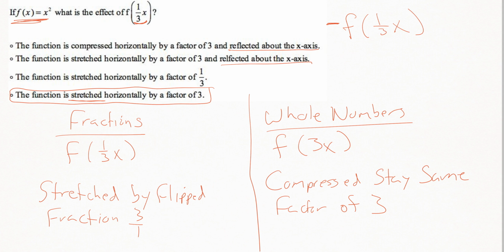So to tell the difference between the fractions and the whole numbers, the answer is going to be stretched for fractions, compressed for whole numbers. The factor is going to be the flipped version if you're looking at the fractions, and it'll stay the exact same if you're looking at whole numbers. And then if you're looking for anything that says reflected about the x-axis, you would just have a negative value sitting up in front of that f.